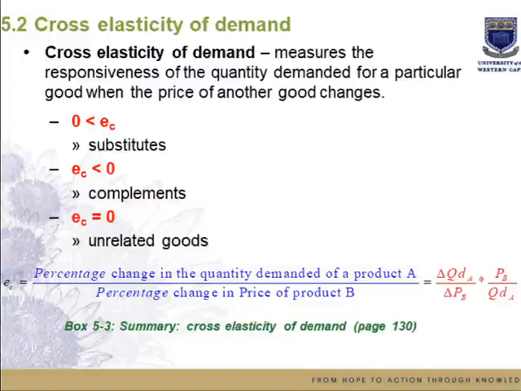If the calculated coefficient is negative, it means the two products A and B are complement products. Therefore, an increase in the price of good A will cause quantity demanded of good B to change in the opposite direction. Examples of complement products include motor cars and motor car tires.